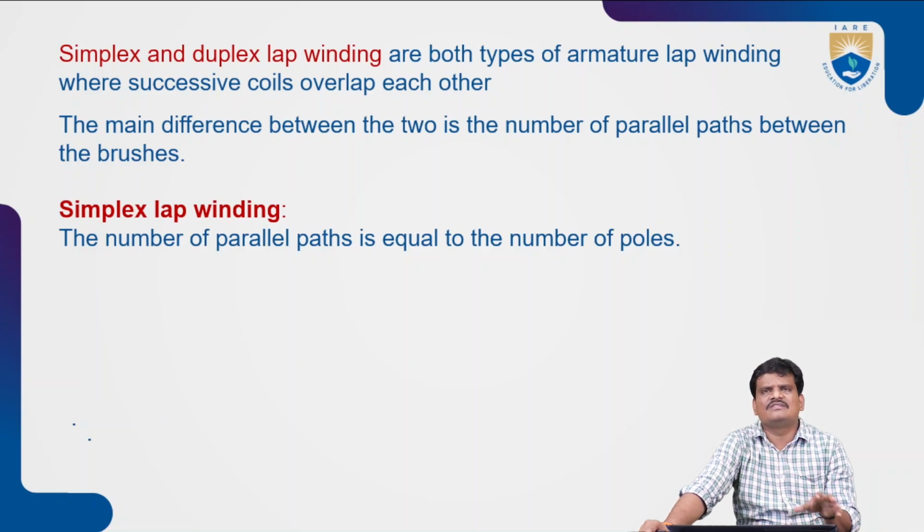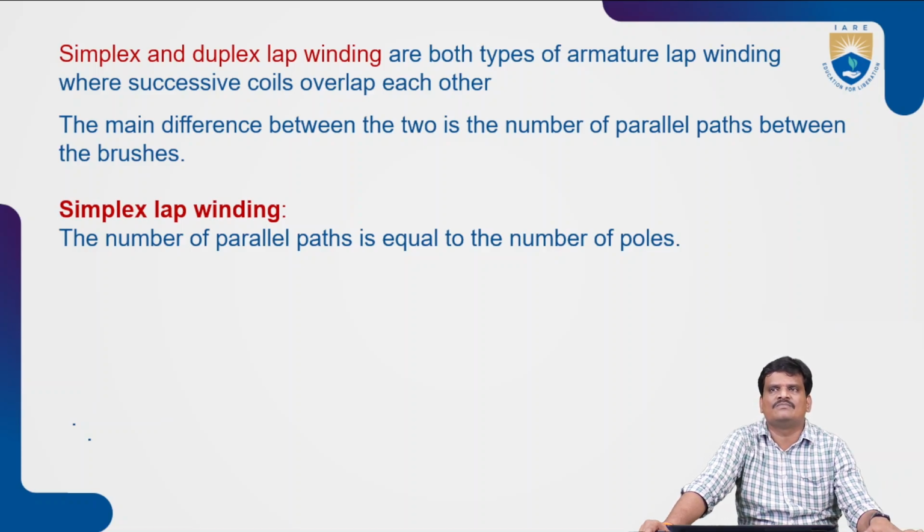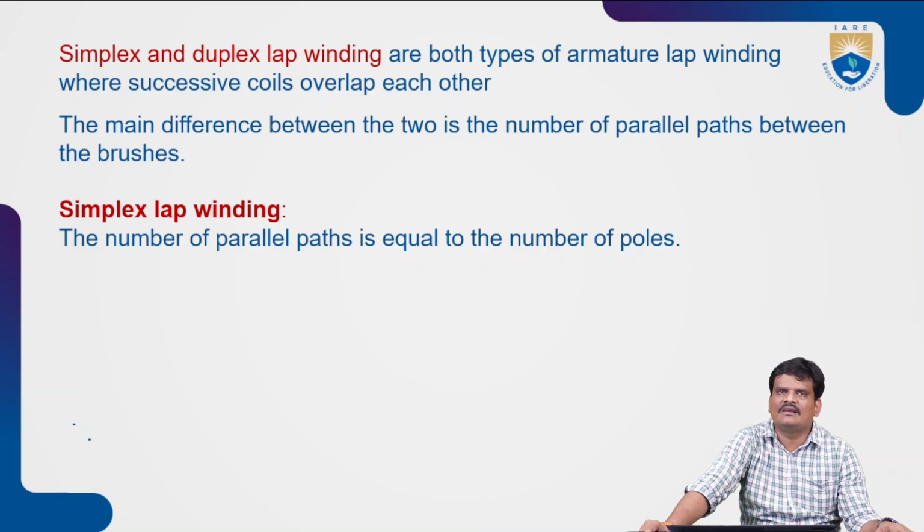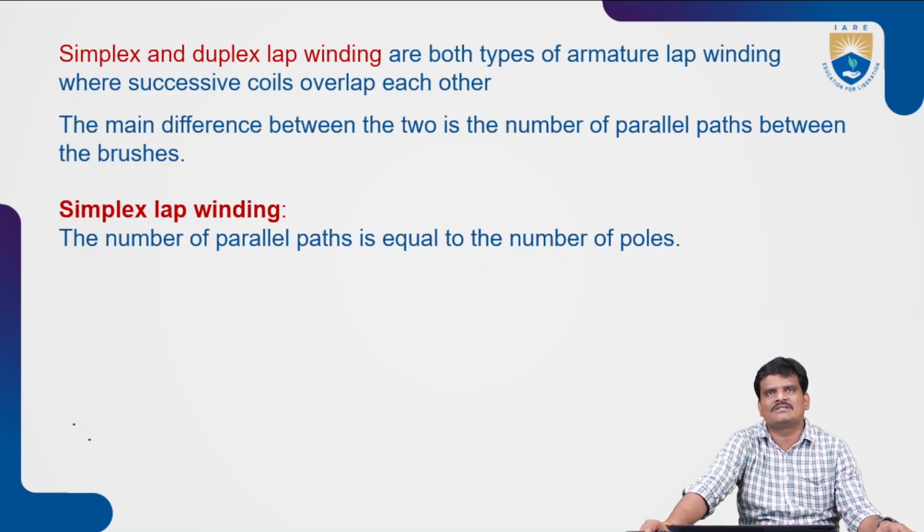So the main difference between the simplex and the duplex lap winding is nothing but what? The number of parallel paths which is observed between the brushes. What is the main difference between the design of a simplex lap winding and a duplex lap winding or multiplex lap winding? The main difference between the two is the number of parallel paths observed between the brushes.